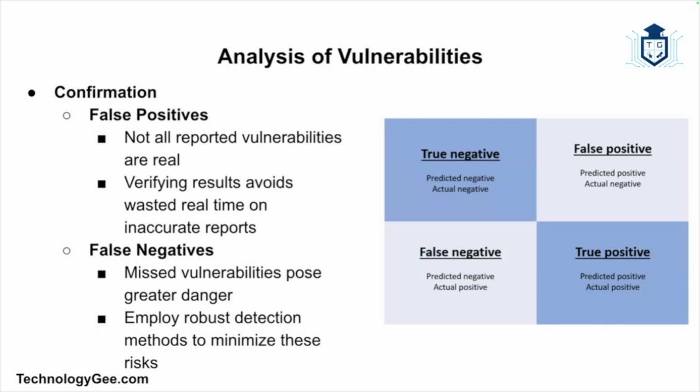The first thing we need to do is confirm whether it is a false positive or a false negative. With false positives, not all reported vulnerabilities are real, and false positives waste time. So verifying the results is essential. And then we have what is called a false negative. These are more dangerous because the vulnerability is missed entirely. So ensuring robust detection methods can reduce these as well.